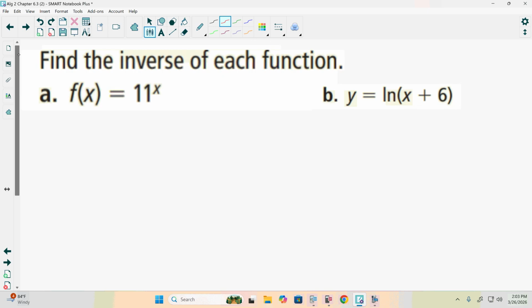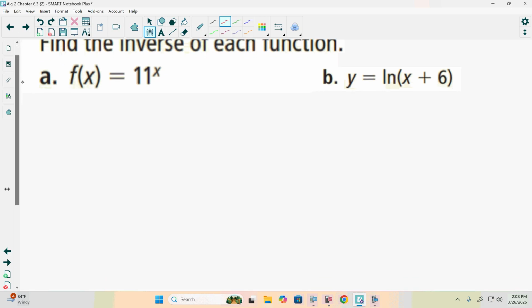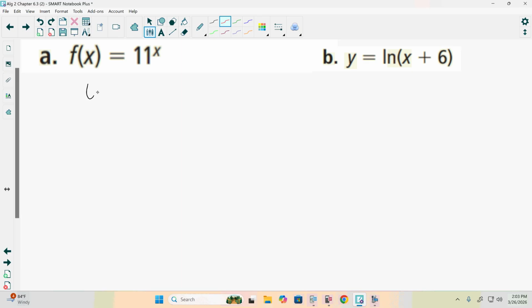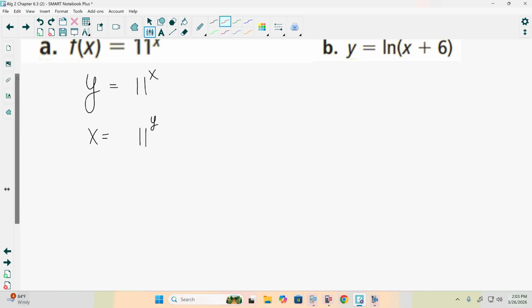Let's look at the next two. F of x equals 11 to the x. First step. Rewrite f of x as y. Then we need to switch the x and y. Telling us x is equal to 11 to the y.